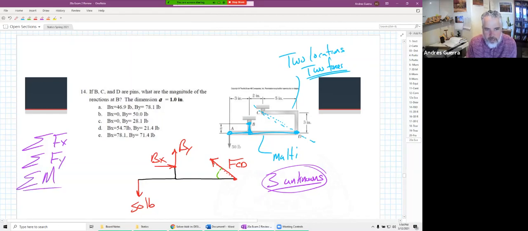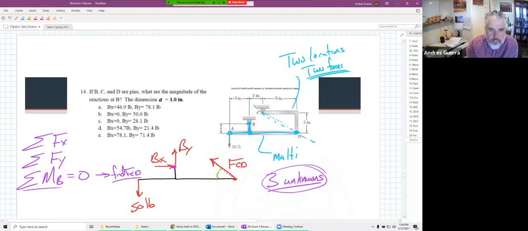Well, I always like to start by looking at the moment equation. If I sum moments at point B, that's going to get rid of 2 unknowns. It's going to get rid of BX and BY. So that's a really good place to sum moments at. Now that's going to allow me to find FCD. So now I just solved for FCD.